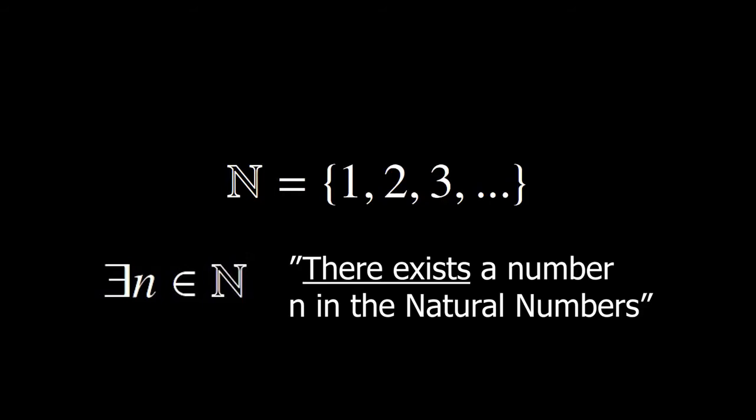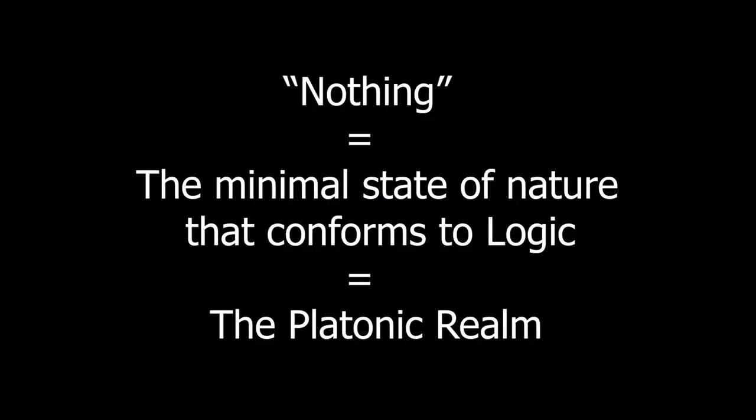If the Platonic realm comes from logic, it would be illogical for there to be less than this. So nothing can't be less than this. Nothing must be this. The Platonic realm is there, but it is abstract. There is nothing, as in no other reality separate from this abstract plane. This is the simplest nothing that conforms to logic. This is the minimal state of nature.